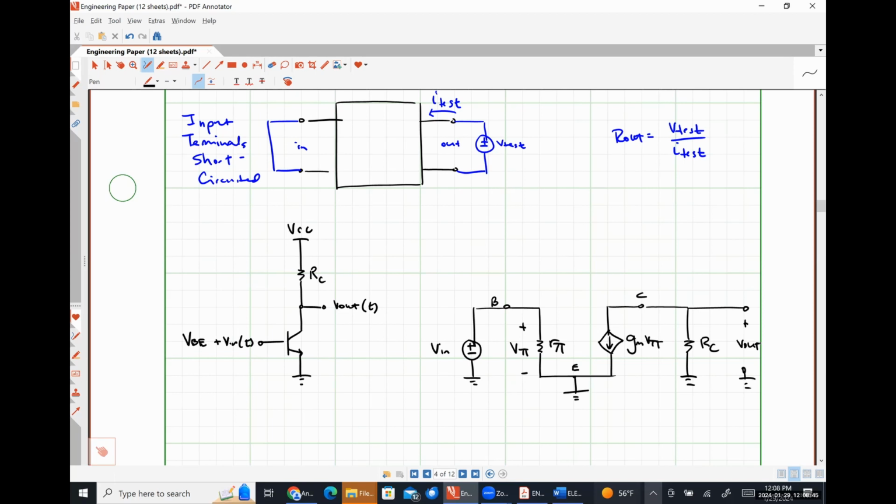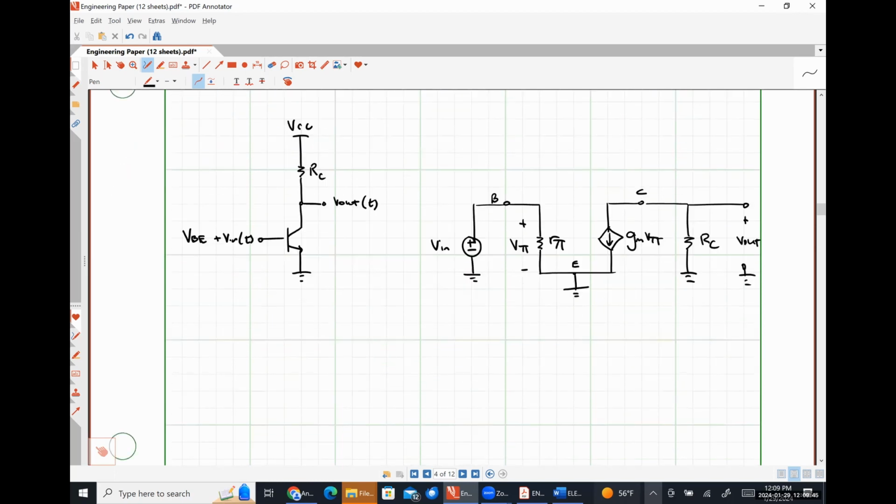So let's figure out our voltage gain first. Anybody have any thoughts on what our voltage gain would be? Or, let's start with our output voltage. Our output voltage is just the voltage drop across this resistor RC. What's the current flowing through the resistor RC? Negative GM V pi. Absolutely. So GM V pi is flowing into the negative polarity terminal and then down around to the emitter.